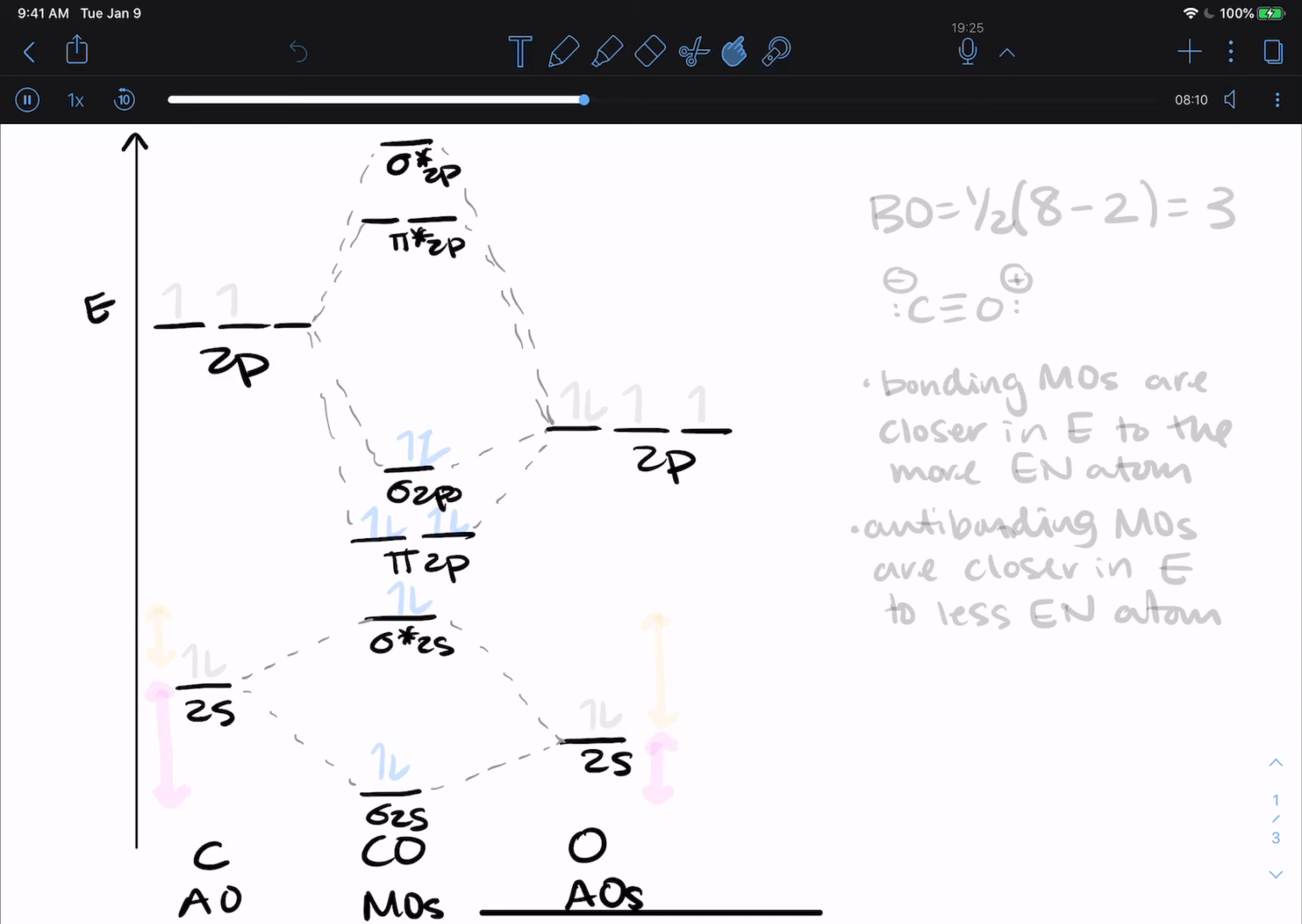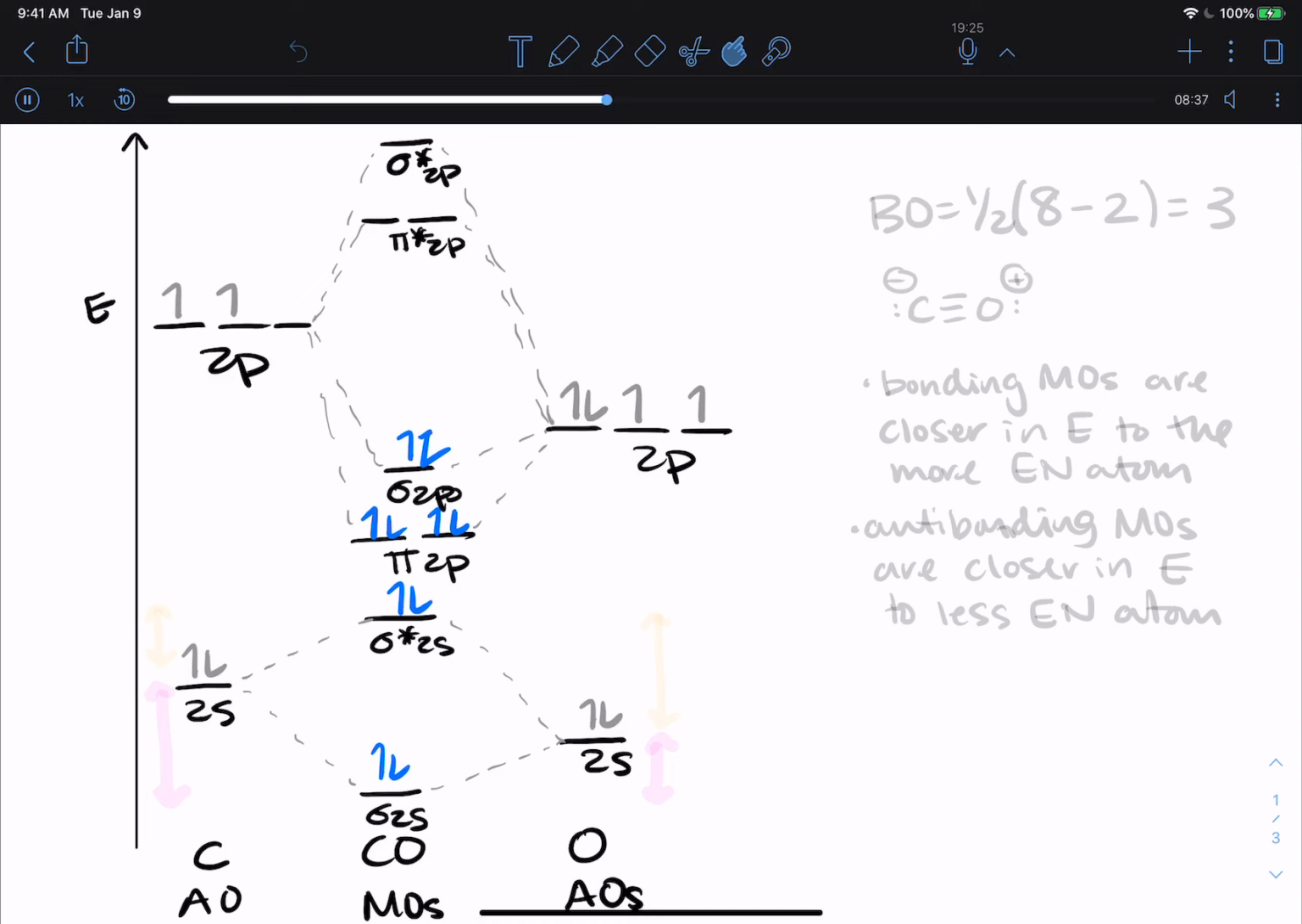Let's fill in some electrons. So carbon has 4 valence electrons. Oxygen has 6. I have 10 electrons total to put in my molecule. So 1, 2, 3, 4, 5, 6, 7, 8, 9, 10.